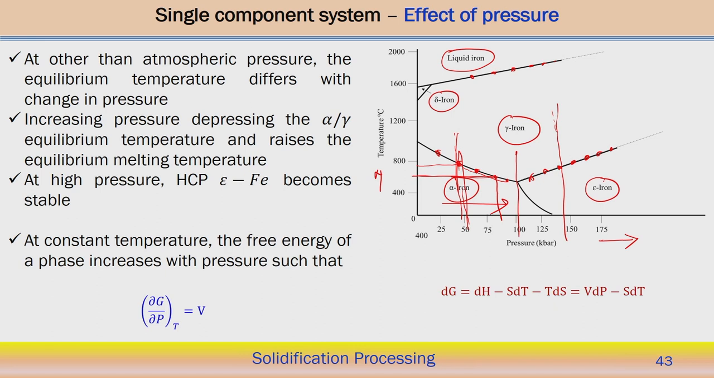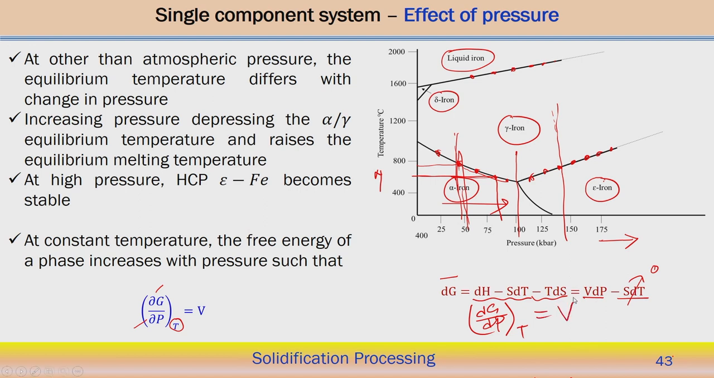At constant temperature, the free energy of a phase increases. So, Gibbs free energy increases with fixing the temperature, and that is represented by V, because we know dG equals this expression we discussed in the last class also. So, dG equals V dP minus SdT. Now, if temperature remains constant, this part tends to 0, then dG by dP at constant temperature is equivalent to the volume of the system.